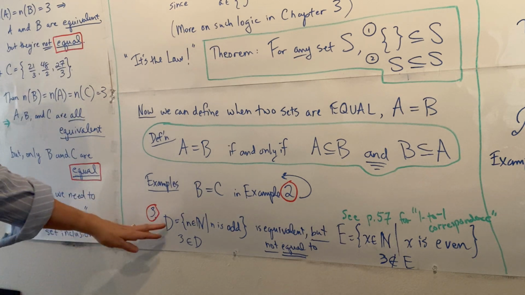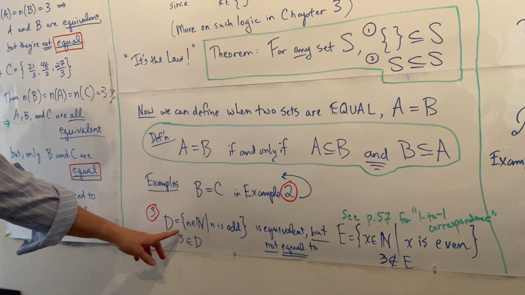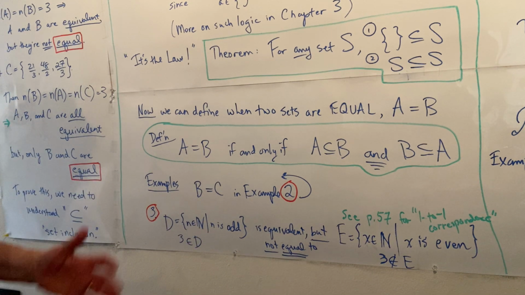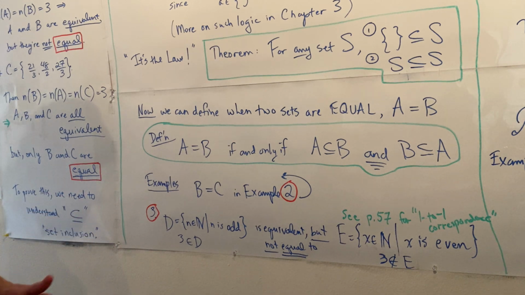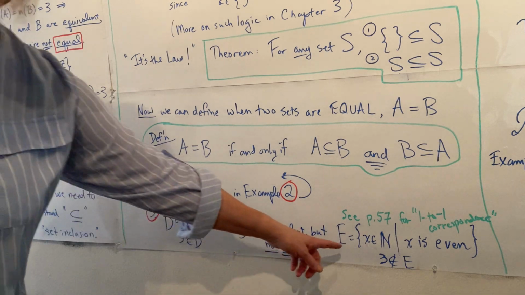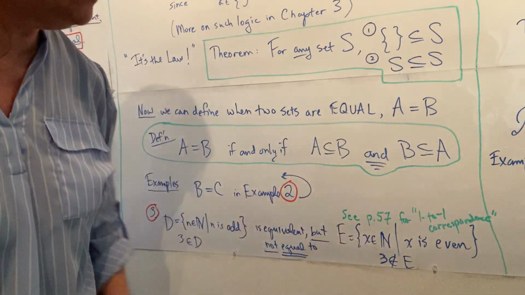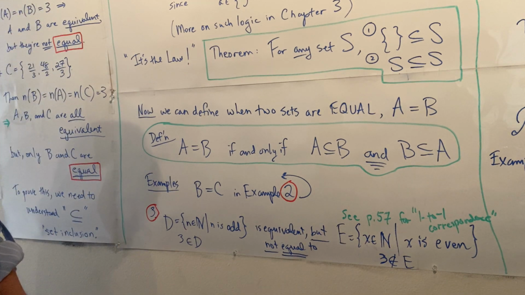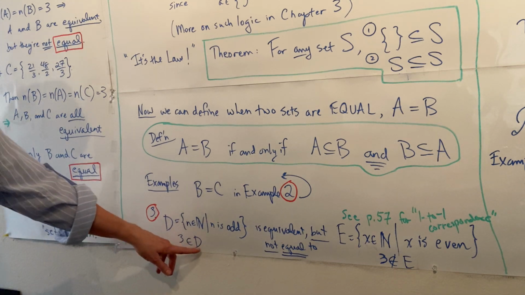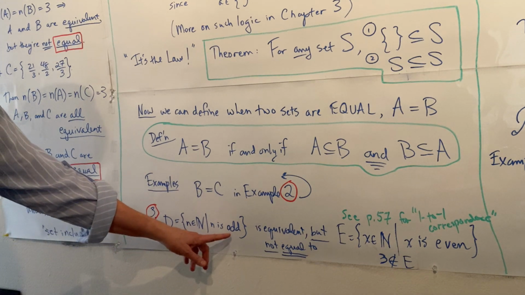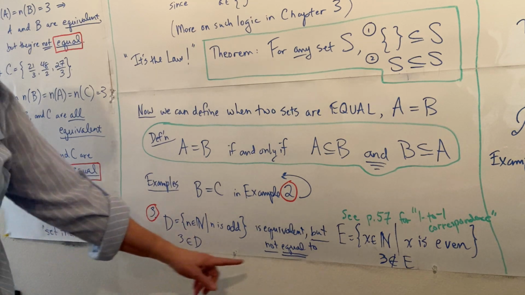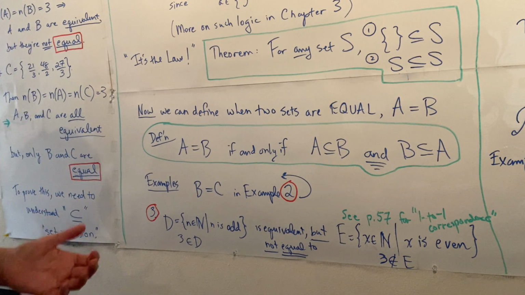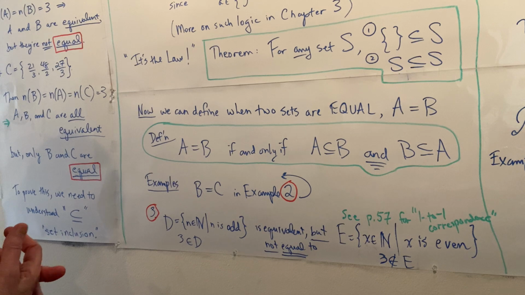All right, let's look at this set. Let D be the set of all natural numbers n such that n is an odd number: 1, 3, 5, 7, 9, 11, ... Let E be the set of all natural numbers that are even: 2, 4, 6, 8, ... You'll notice that 3 belongs to the set D. It's an odd natural number. But 3 does not belong to the set E. So these two sets are not equal. The set of odds is not equal to the set of evens.